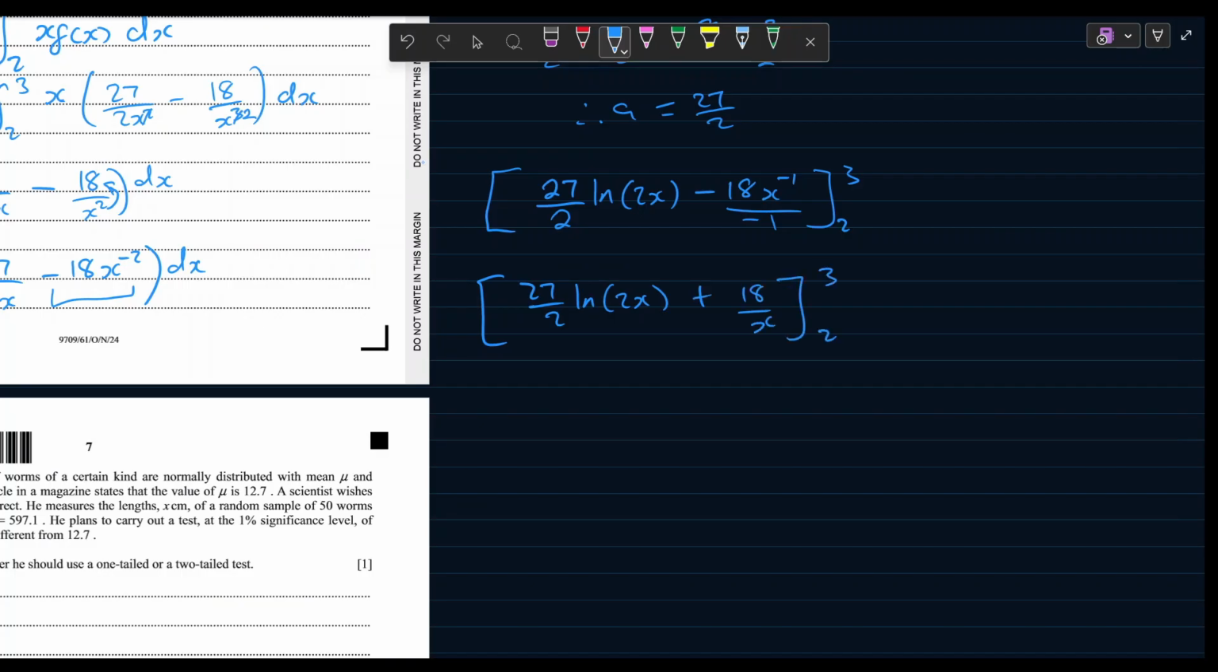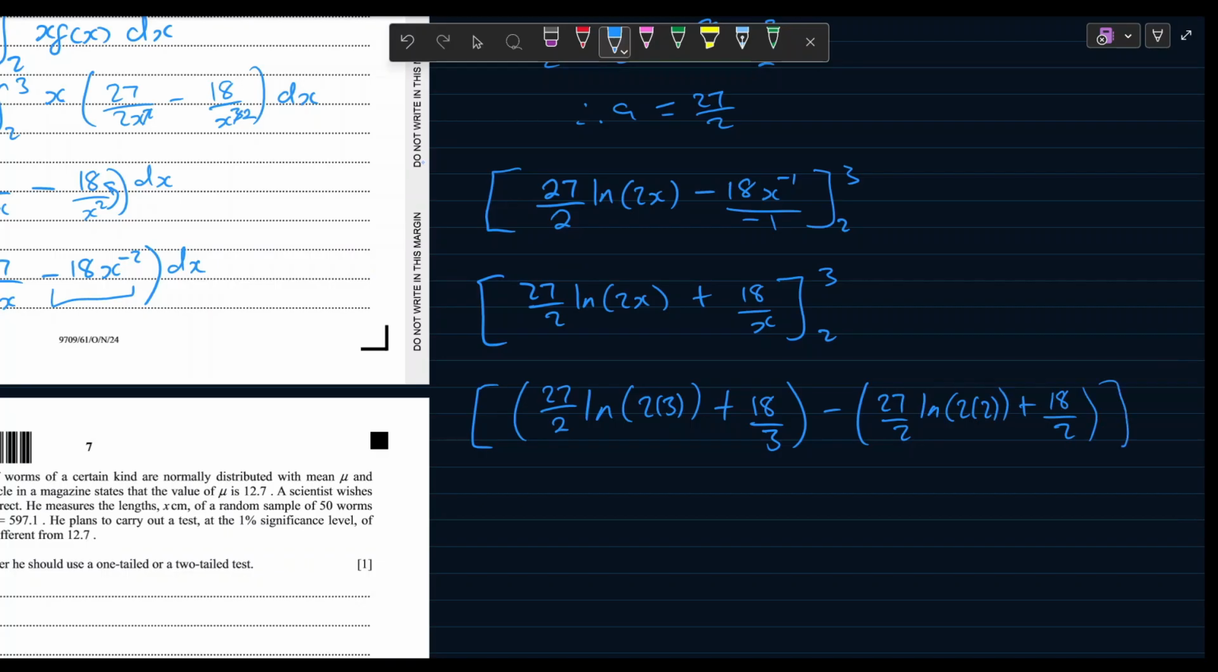From 2 to 3, we can substitute in our limits. We'll start with the upper limit. So that's 27 over 2 ln 2 times 3 plus 18 over 3. And then we'll do the lower limit. So 27 over 2 ln 2 times 2 plus 18 over 2. All right, so let's simplify this.